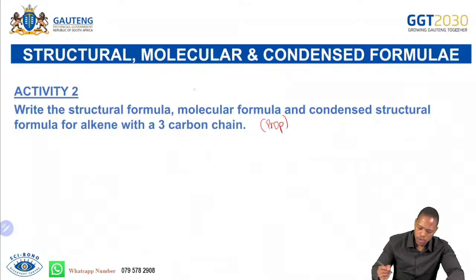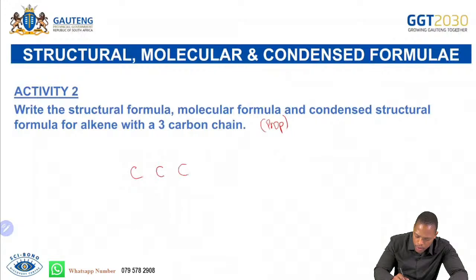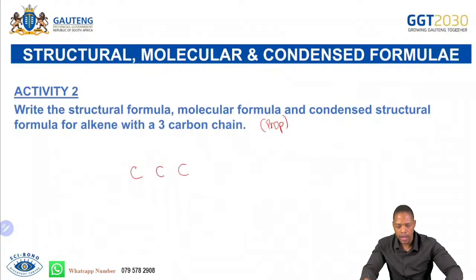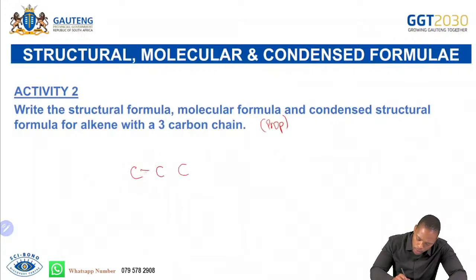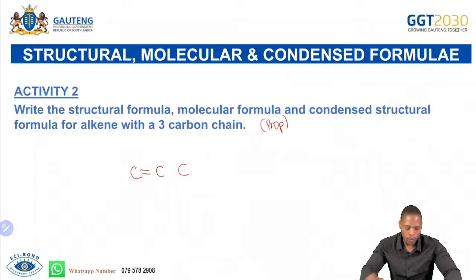So what I will do here, I need 3 carbons. 1, 2, 3. And in those 3 carbons, I need a double bond. And I hope, grade 12, none of you put a double bond here and here. That will be wrong. We do not do more than 1 double bond. We only have 1 double bond per chain, and only 1 triple bond per chain.